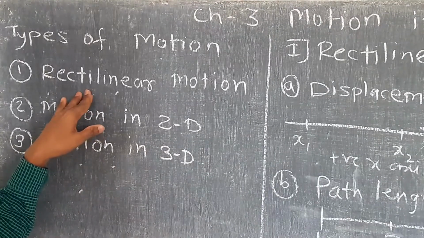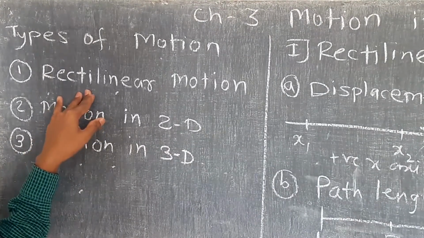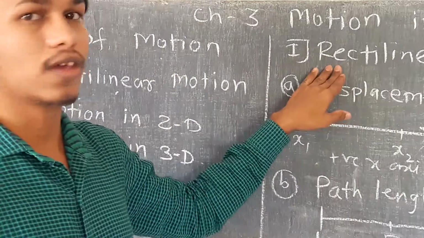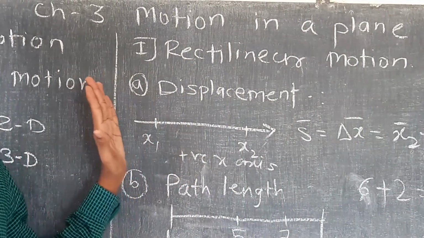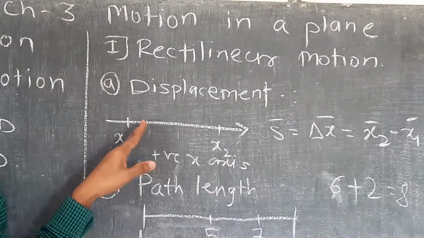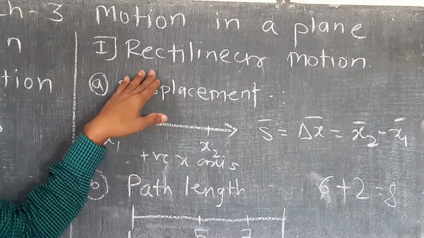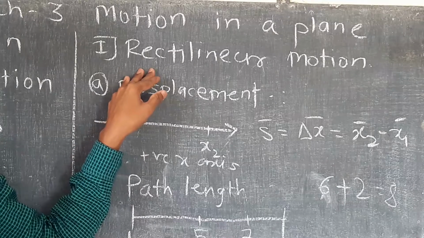First we will discuss rectilinear motion in detail. Now rectilinear motion is along one axis, that is either the x axis, it can be along the y axis, and it can be along the z axis. Now we will study rectilinear motion with the help of some terms.